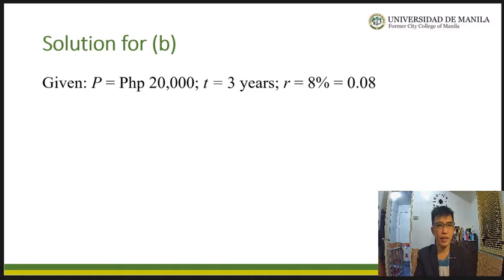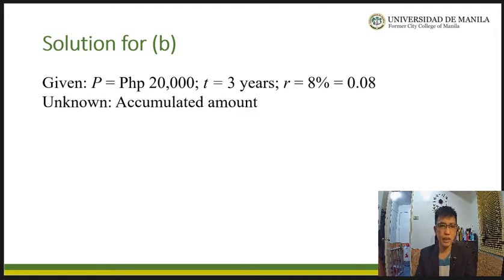For letter B, we are asked to find the accumulated amount. So again, I just put here the given from the problem. The principal is 20,000 pesos and time now is 3 years because it's at the end of year 3 already, according to the problem, and the rate per annum is 8%. Okay, and then the unknown here is the accumulated amount.